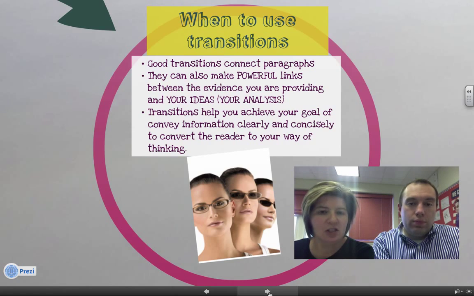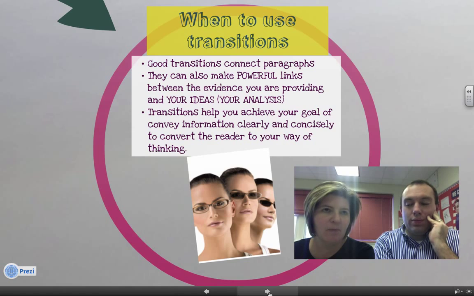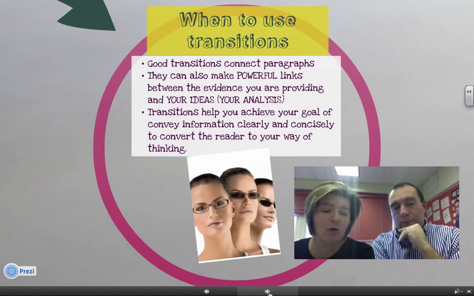When you use transitions correctly, you're trying to get the reader to think the way you think. So you're almost putting ideas into the reader's mind so that the reader starts to interpret the information that you're providing the way you want the reader to interpret it.